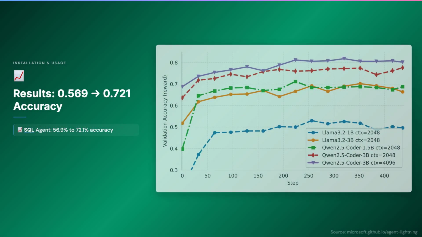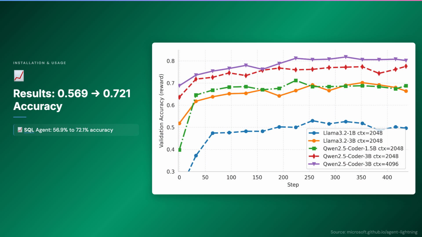Here is a real result from training an SQL agent. Starting accuracy was 56.9%. After reinforcement learning training with Agent Lightning, accuracy improved to 72.1%. The reward curve shows steady, consistent progress across training iterations. And remember, this improvement was achieved without changing a single line of the agent code.